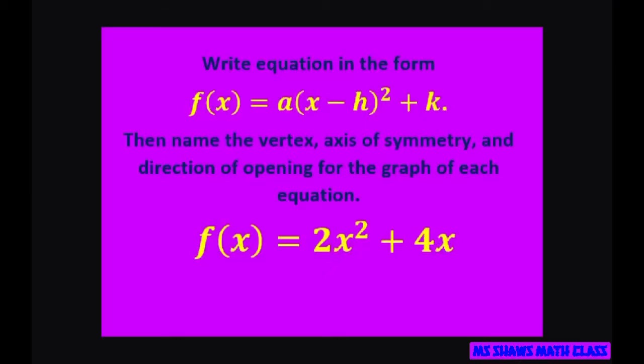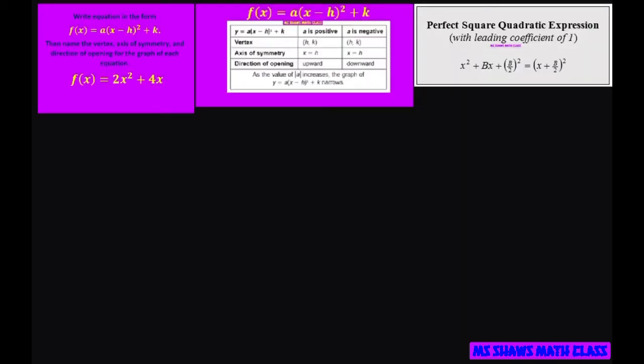Everyone, we're going to write our equation f of x equals 2x squared plus 4x in vertex form. Name the vertex, axis of symmetry, and direction of opening. I'm going to go ahead and graph the equation as well. So the first thing I'm going to do is add the 0 here. I'm going to change this to y and subtract the 0 from both sides.